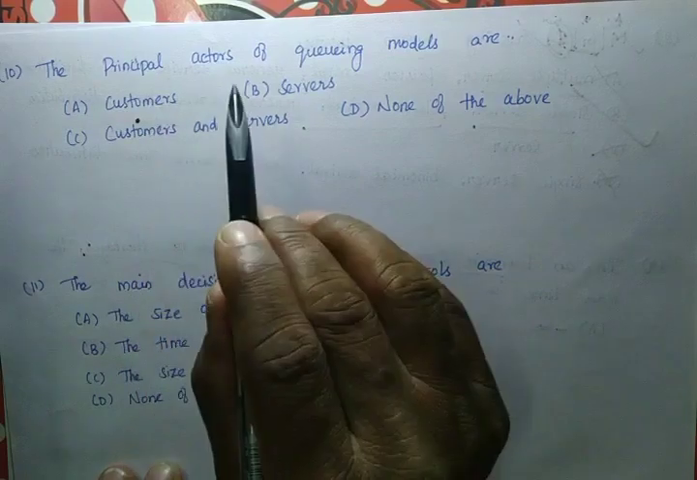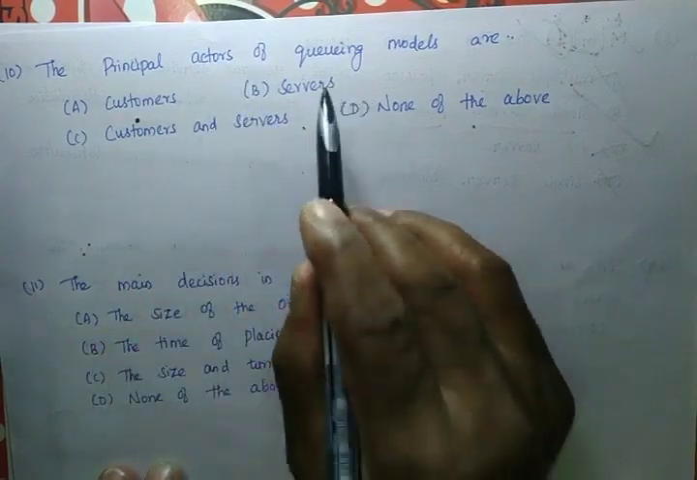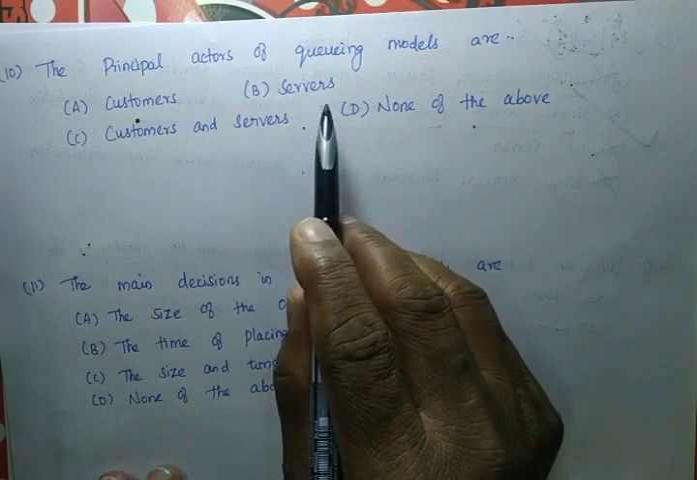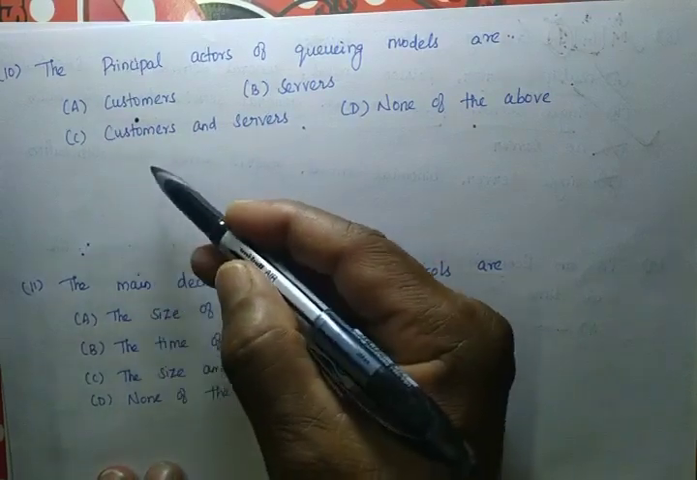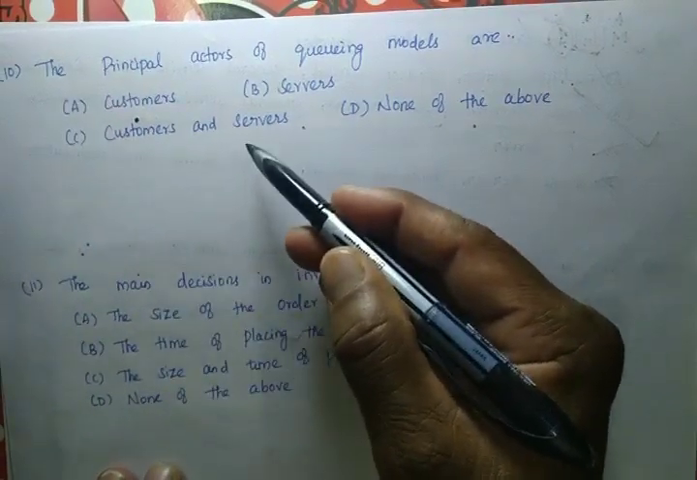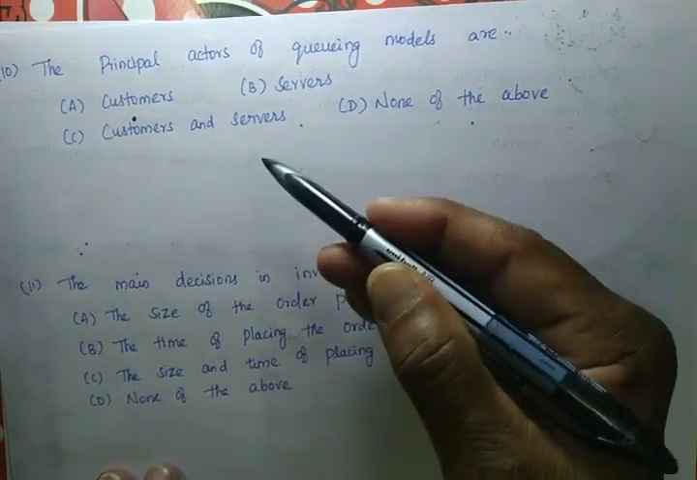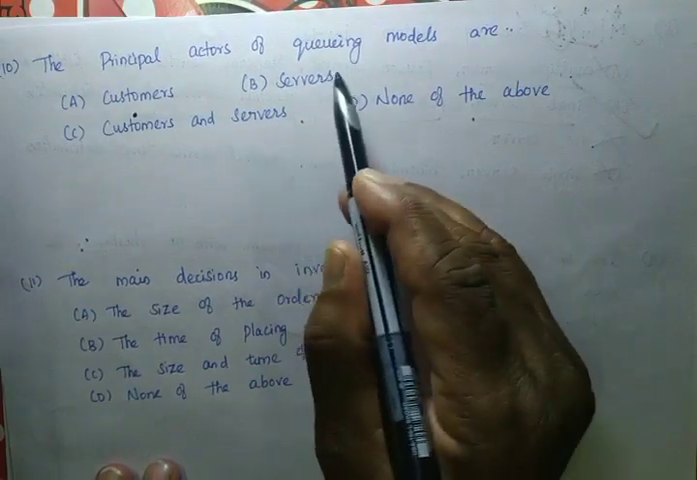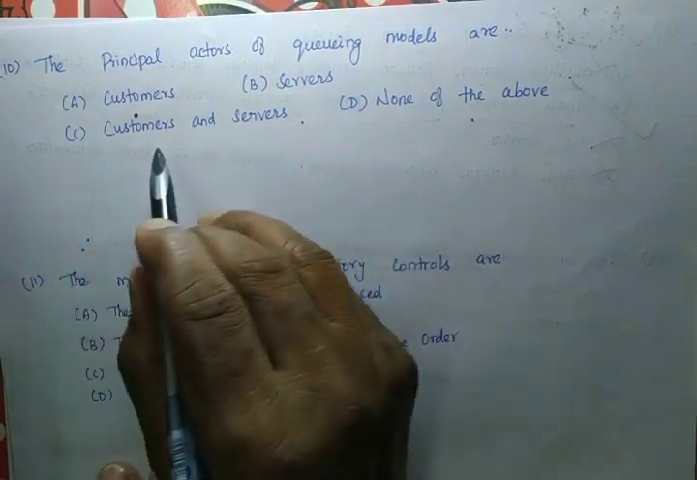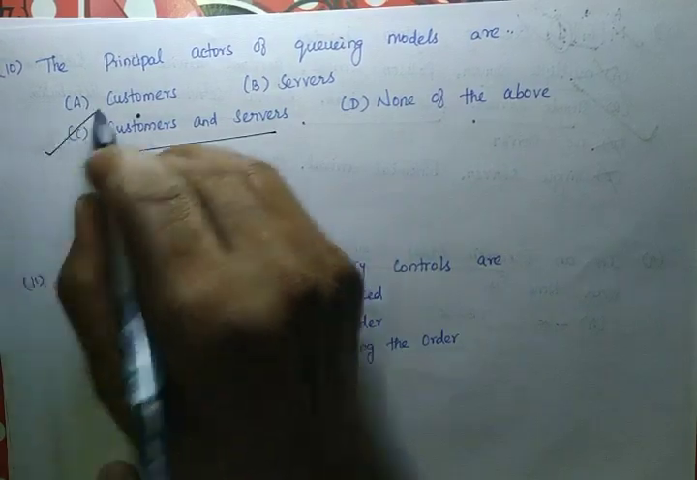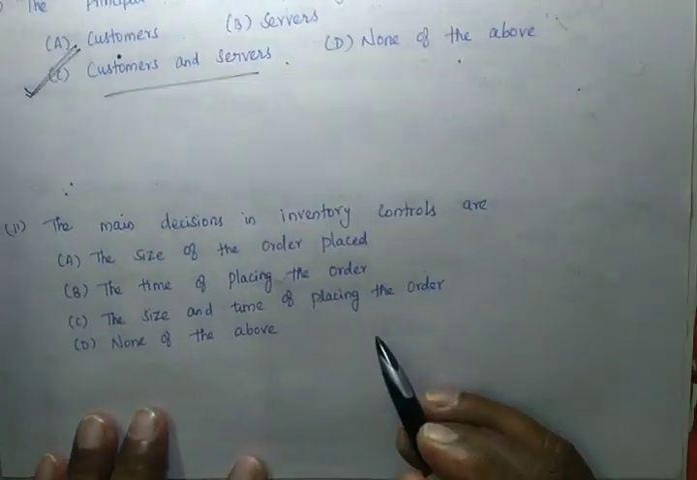So here you must remember one important thing in queuing models. Queuing models mainly depend on two things. One is the customers, I mean the arrival, and the other is the server, how the server is doing the service, how fast it is doing that. So queuing theory mainly depends on the models of customers and the servers. Option C is the right answer to this one.